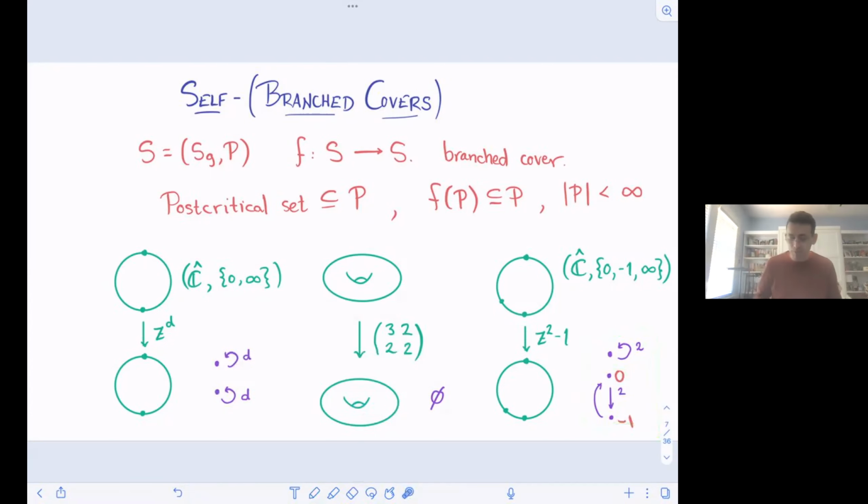And again, if you delete those points, well, you also have to delete the other preimage, so let's see, you have to delete one more preimage to make it an actual covering space. Okay. Good, any questions?